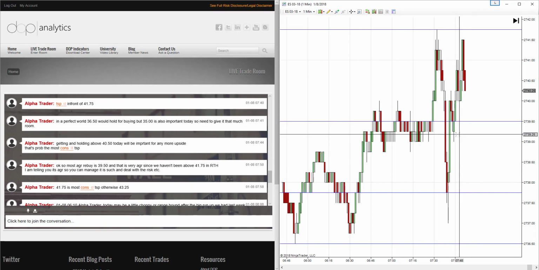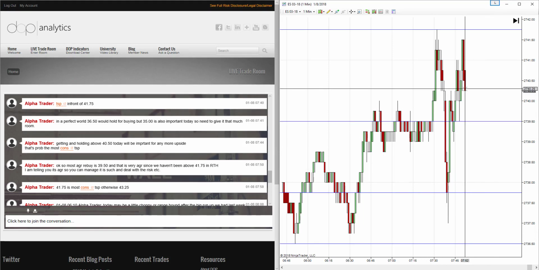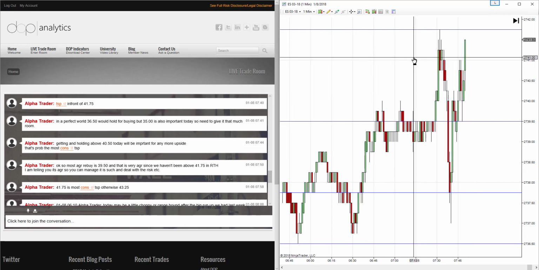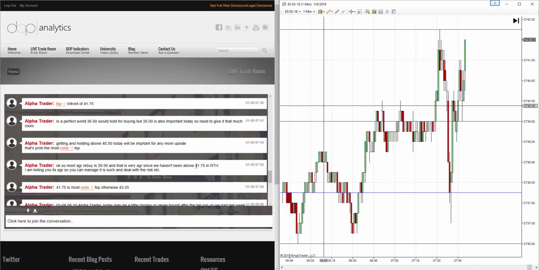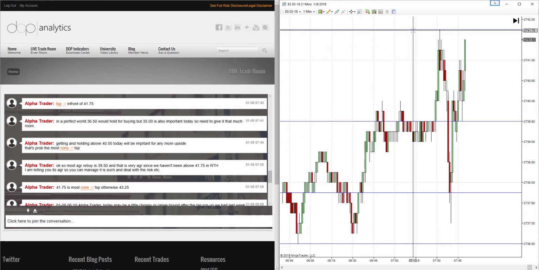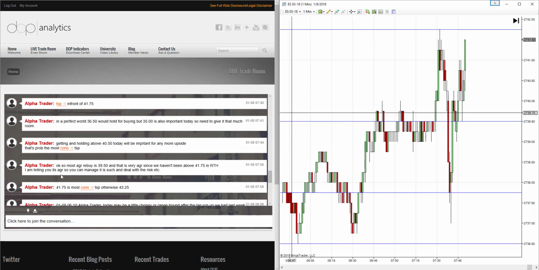The rest of the comment, I'll just read what's here. Most aggressive rebuy is at 39.5, which we just put in there. This post happened at 50, which was actually this green candle. I'll just move it right there. That is very aggressive since we haven't been above 41.75, which is this line up here in the regular trading hours. I'm telling you this so you can manage it as such and deal with the risk.